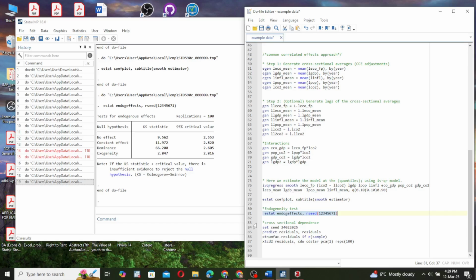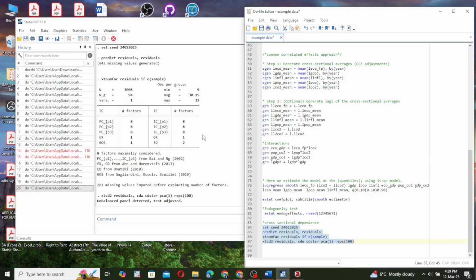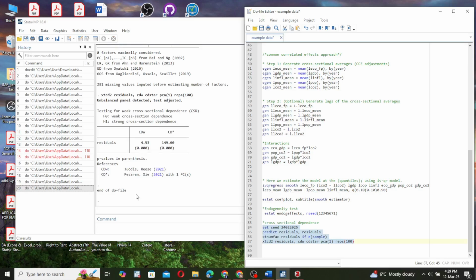Let's deal with the cross-sectional dependence. Let's test whether there's still cross-sectional dependence in our model. The GOS here for a static model, as you may well know, says that it's 1, which means that there's likelihood of cross-sectional dependence. Let's wait for our XTCD2 results for residuals. Yes, there's still cross-sectional dependence. So there's strong cross-sectional dependence.